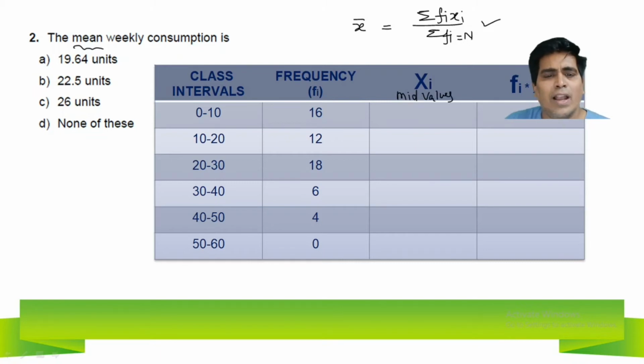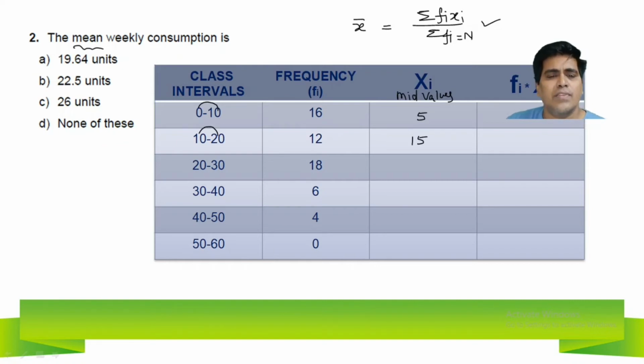So what are the mid values? The upper limit and lower limit by 2. So the average of these two. So that is nothing but 5. So lower limit plus upper limit by 2. So 10 plus 20 by 2, that is 30 by 2. 30 by 2 is 15.